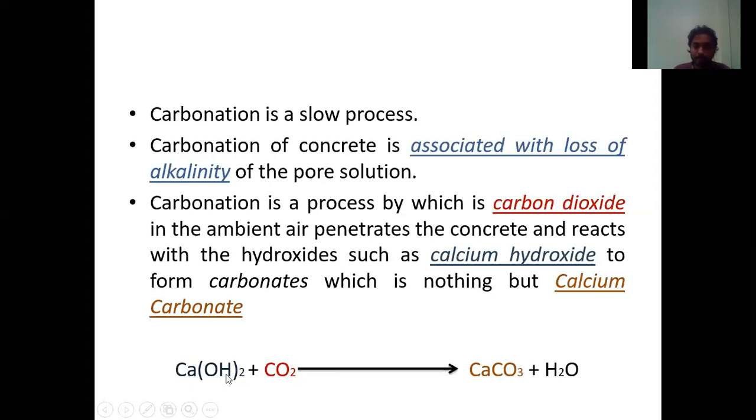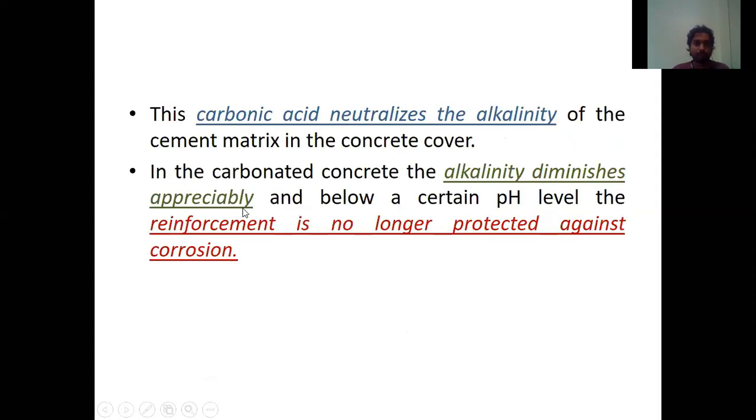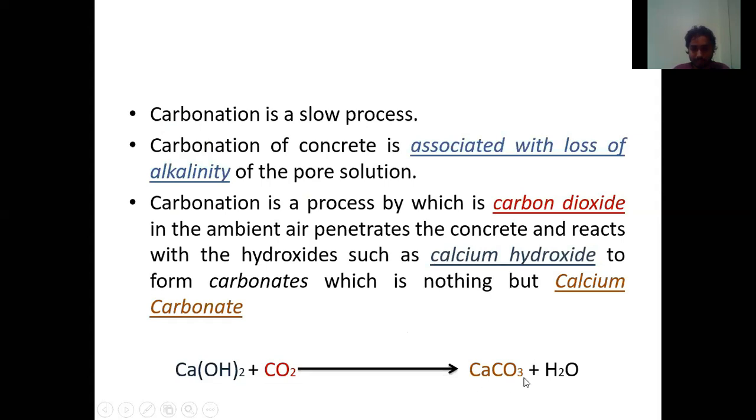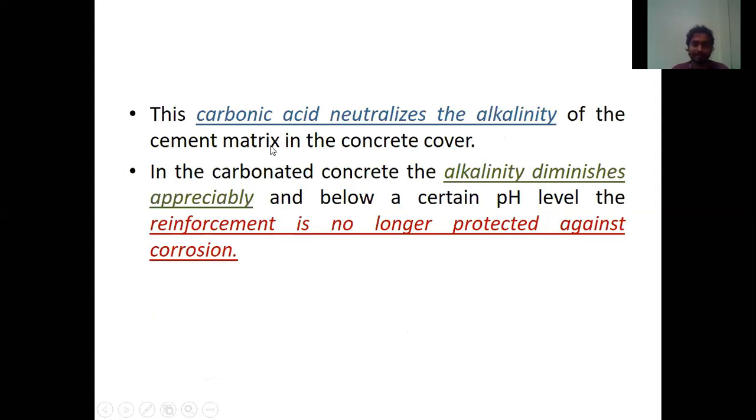CaCO3. And what does it remain? Two molecules of hydrogen and one molecule of oxygen, which is nothing but H2O. So this carbonic acid, this is how the calcium carbonate is being formed. And this calcium carbonate is something which is not required. So this carbonic acid neutralizes the alkalinity of the cement matrix in the concrete cover.